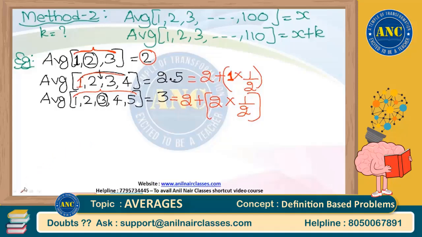I'll repeat again, sir. Can I say that original series is having 3 terms. Original average is 2. If I increase by one more term, it is 1 into 1 by 2. If I increase by 2 more terms, it is 2 into 1 by 2. If I increase by 3 more terms, it is 3 into 1 by 2. If I increase by n more terms, it is n into 1 by 2, right? N into 1 by 2.